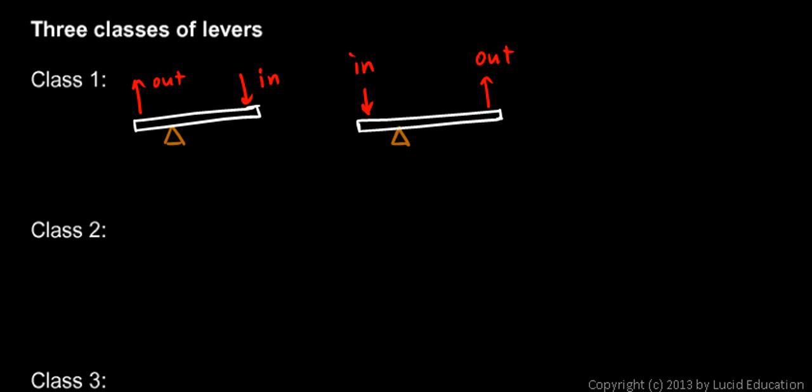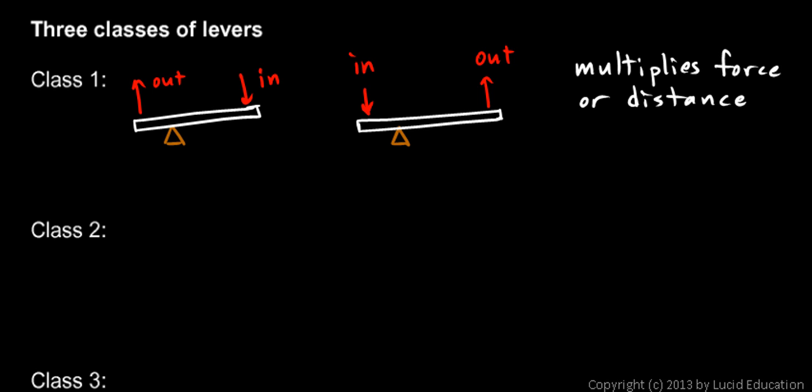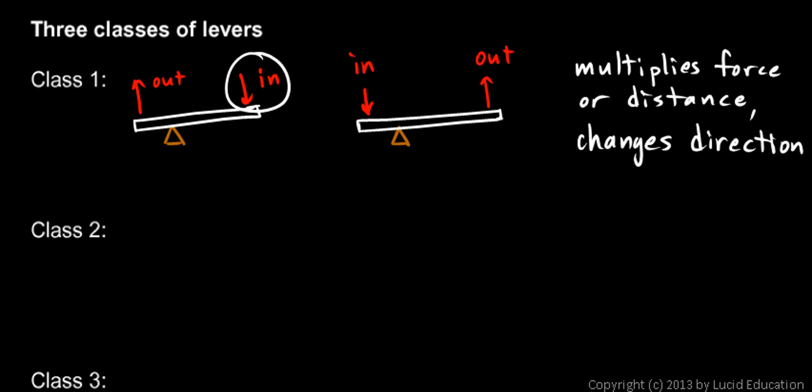In the first case, you get your output force moving at a decreased distance, and in the second case, you get an increased distance. But in either case, this multiplies either the force or the distance, and it changes the direction. You see both cases there, multiplying the force or multiplying the distance. And we mean that it changes the direction of the force. The input force is down, the output force is up. So this is a class 1 lever. So a seesaw, for example, would be a class 1 lever.